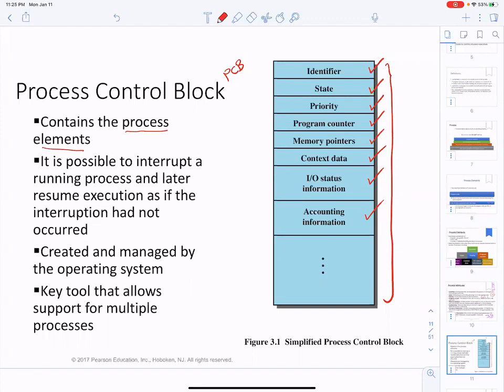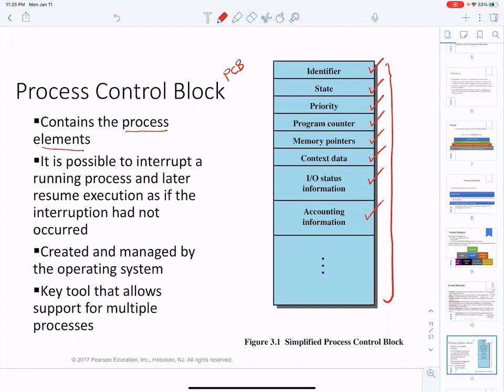So the process control block is a key tool that enables the operating system to support multiple processes and also to provide multi-processing. As I said before, because we have all the information and the attributes related to a process, from the identifier up to the accounting information, it's easy for the operating system to retrieve a process if it was interrupted. And that gives the operating system a chance to switch back and forth between processes.